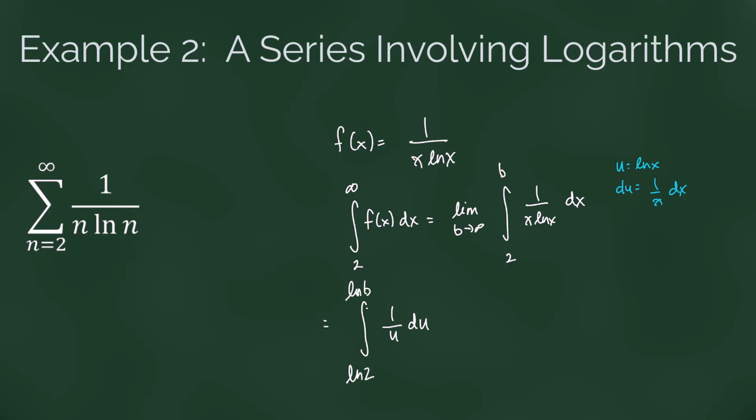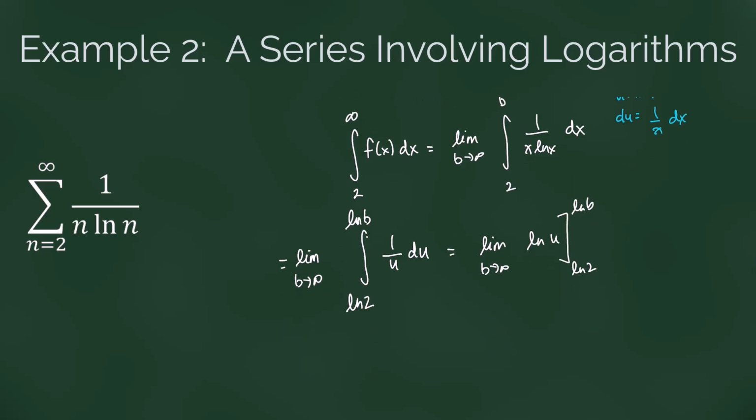And so I neglected to write my limit here. That's terrible form. We'll add that in, the limit as b goes to infinity. And that's going to be the antiderivative of 1 over u is natural log of u. So we have the limit as b goes to infinity of the natural log of u, evaluated from the natural log of 2 to the natural log of b.